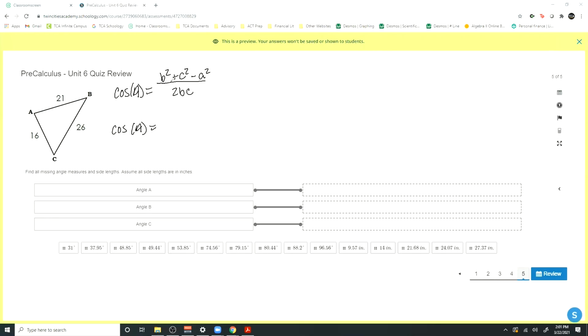cosine of A is equal to b squared is 16 squared plus c squared is 21 squared minus a squared is 26 squared. And this is over 2 times b times c, so 2 times 16 times 21. Let's find out what that is.